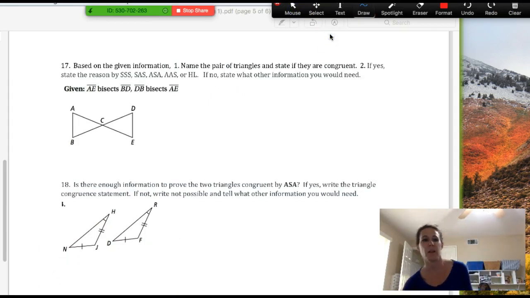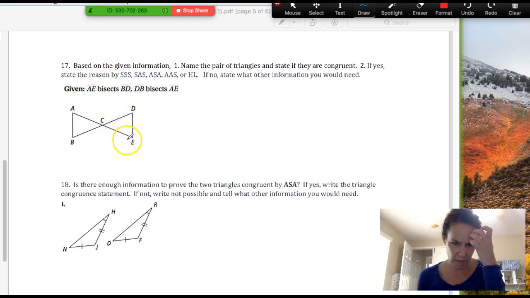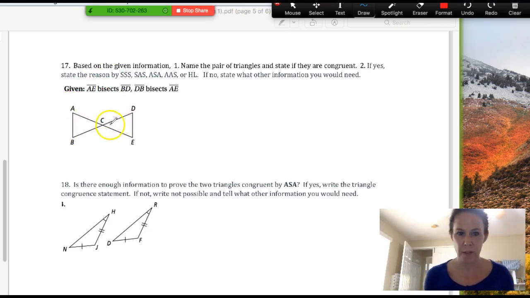All right, 17. Based on the given information, we're going to do the same thing. Name the pair of triangles and state if they are congruent. If yes, give the reason. If no, tell what else you would need. So looking at this one, we are given AE bisects BD. Well, if AE bisects BD, we know this would be congruent to this because this line bisected that line. Then we're given that BD bisects AE, so that means these guys would be congruent. We also see that we have a vertical angle. Right away, you know those are congruent. So I do have congruent triangles. I have side, angle, side.